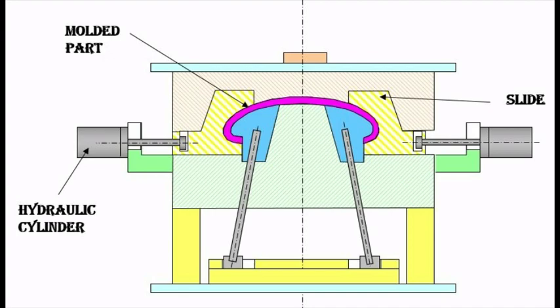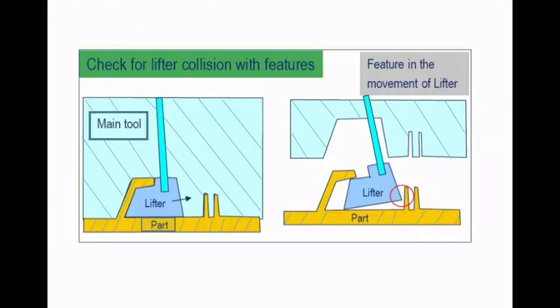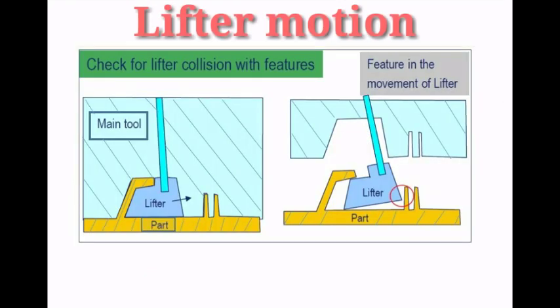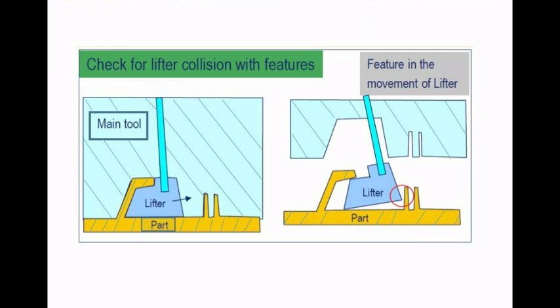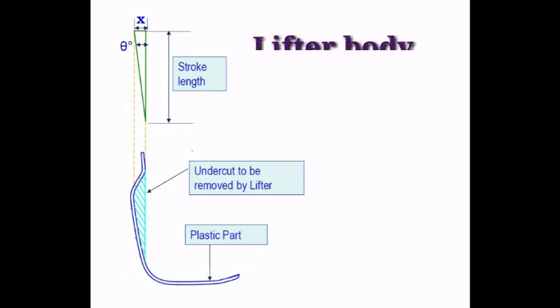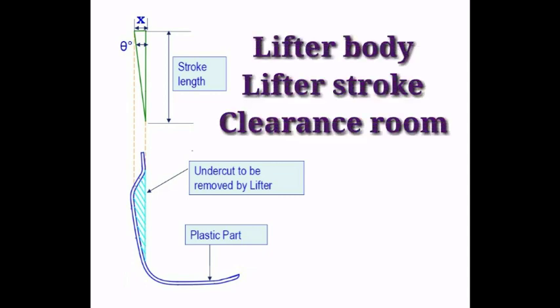Now we are going to focus on lifters. Features such as ribs, bosses, and clip towers must not be placed in the way of lifter motion. Depending upon the size of the lifted feature, we must follow three things: first, the lifter body; second, the lifter stroke; and third, clearance room to the next feature.